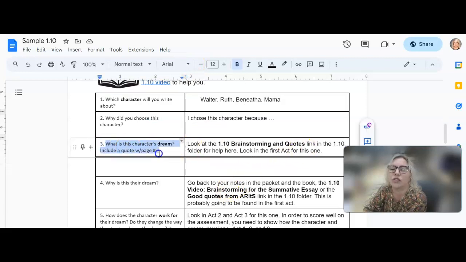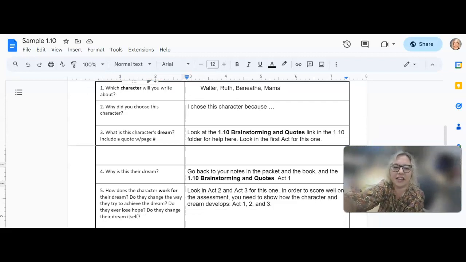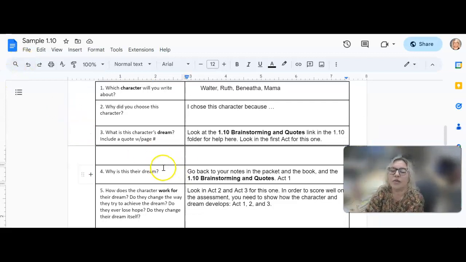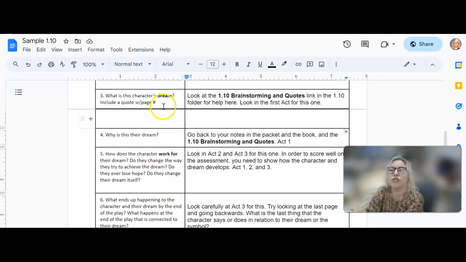What is the character's dream? Include a quote with a page number. All right, grab the brainstorming quotes document and answer right now. Pause the video if you need to. Okay, you got something for that now? You can move on to number 4 if you do.